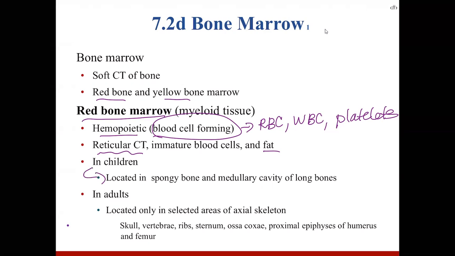Okay, so in kids, all right, red bone marrow's found in the spongy bone and in the medullary cavities of the long bone. In adults, we only find it in certain areas of the axial skeleton. Okay, so we find it in the skull. Can find it in the vertebrae. It's in the ribs. Okay, it can be in the sternum and the os coxae. Okay, so the hips. Okay, it can be found in the epiphysis, the proximal ones, the ones closer to the body, the torso of the humerus and the femur.